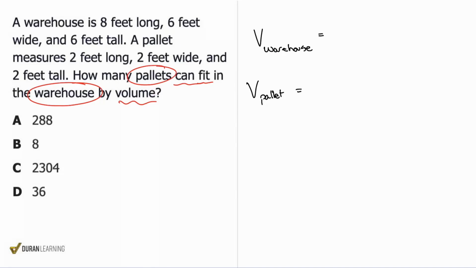So here we go. The warehouse, we're told explicitly and clearly that it's 8 feet long, 6 feet wide, and 6 feet tall. So what we have here is 8 by 6 by 6. So we'll have that listed, and there we are. Up next, we'll take a look at the pallet, and the pallet shows in purple, I'll underline it, we have 2 by 2 by 2.